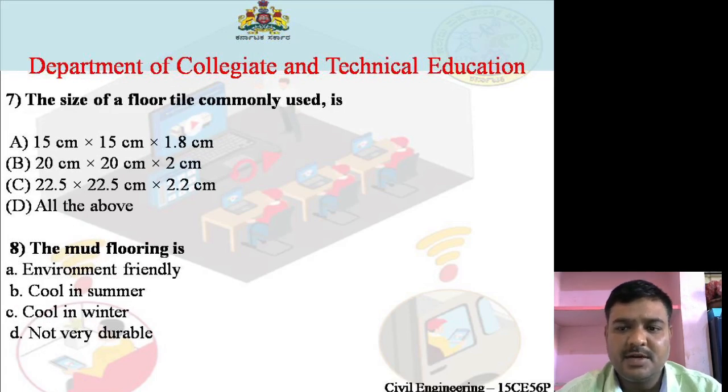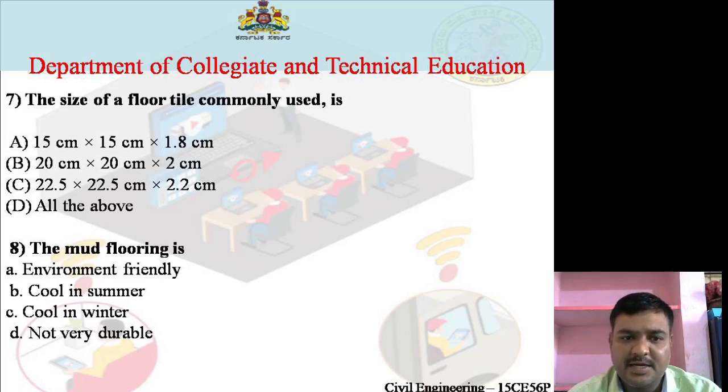The size of floor commonly used is 15 into 1.8 centimeter, 20 into 2 centimeter, 22.5 into 2.2 centimeter, and option D is all the above. We can observe obviously by seeing all these three above. All the above is the D. Right answer is D, all the above. The mud flooring is environment friendly, cool in summer, cool in winter, and not very durable. Mud flooring andre ಕೆಸರು flooring. ಕೆಸರಿಂದ ಮಾಡಿರ್ತಕ್ಕಂಥ flooring. So the right answer is C. Cool in winter.